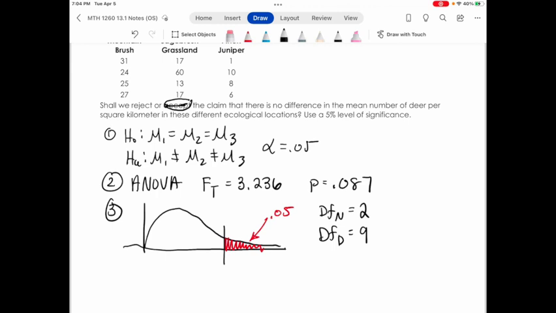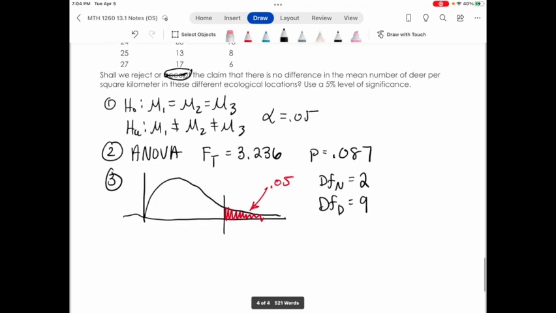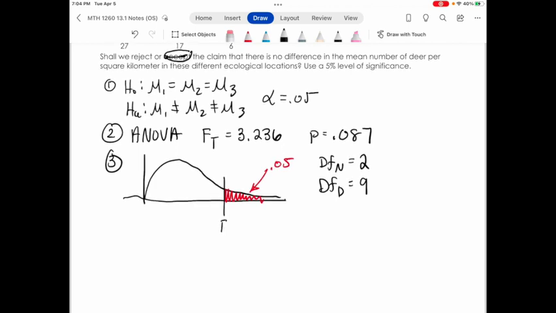So pause the video, go to the tables, and find the page that has 0.05 with the degrees of freedom for the numerator being 2 and for the denominator 9. See if you can find the correct F critical. You should get that the F critical is 4.26.